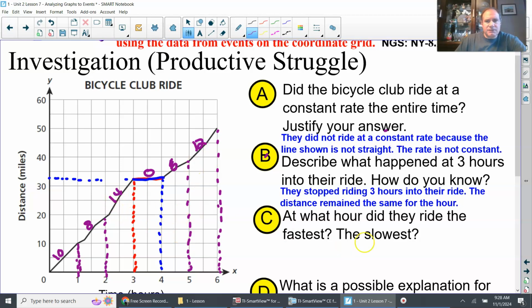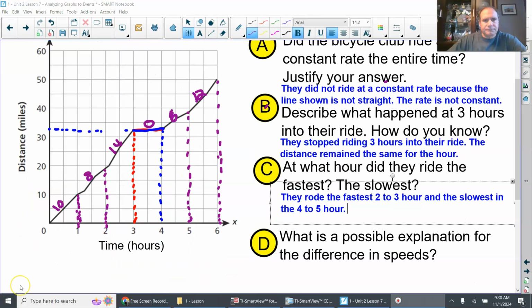So the fastest, you could see that they rode the fastest between the second and third hour, just before they took a break, and then right after the break, they rode the slowest. And you could see that they rode the fastest in this 2 to 3 hour, covering approximately 14 miles, and the slowest in the 4 to 5 hour. It's right after the break, and that's just 6 miles.